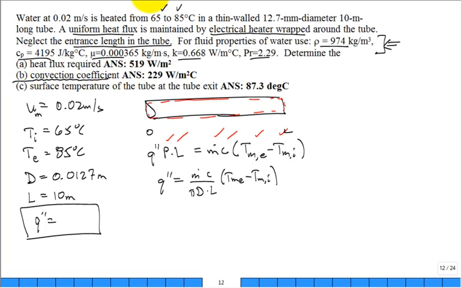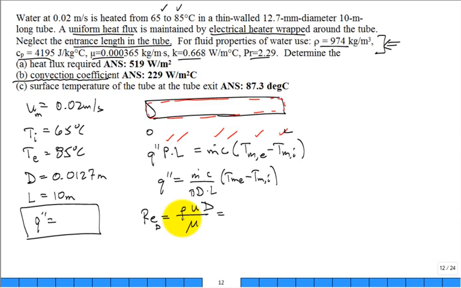Now, what is my convection coefficient, part B? Well, do I know if it's laminar or turbulent flow yet? Have I made that determination? We need to check it to see if it's either laminar or turbulent. How am I going to check it? Run that Reynolds number. So the Reynolds number would be rho u d, that's our length scale, divided by mu.